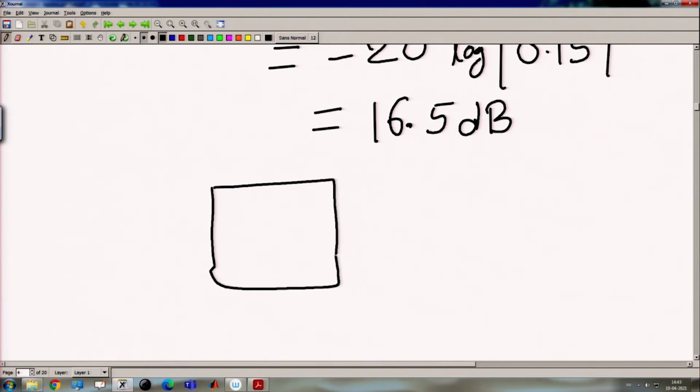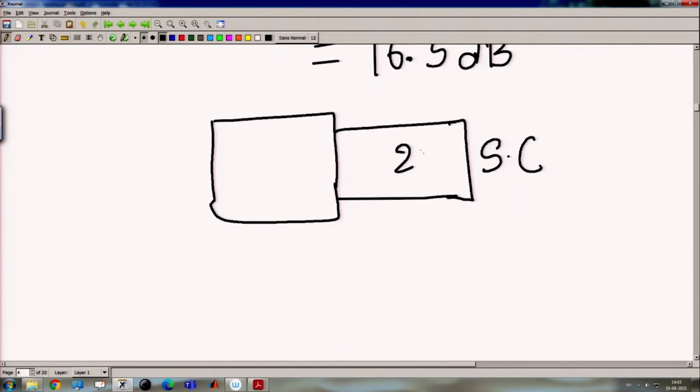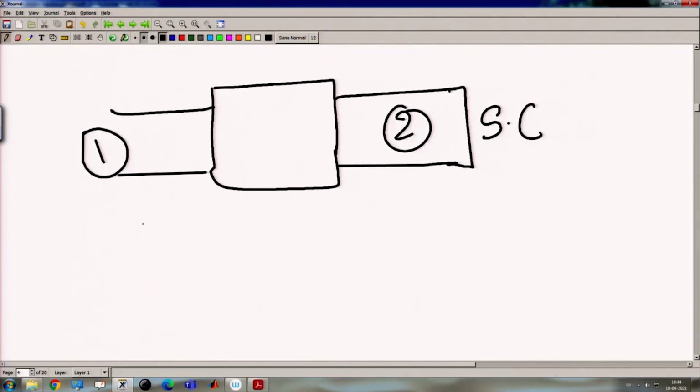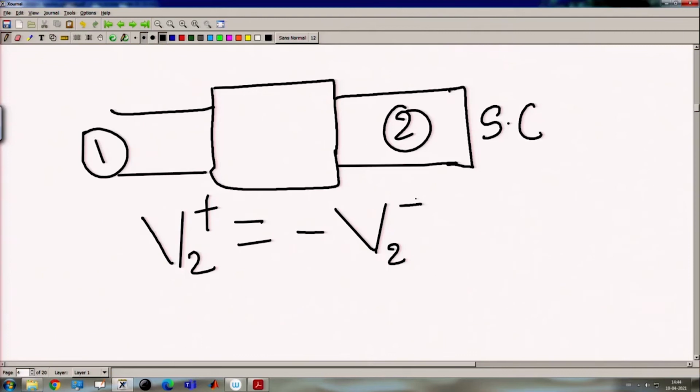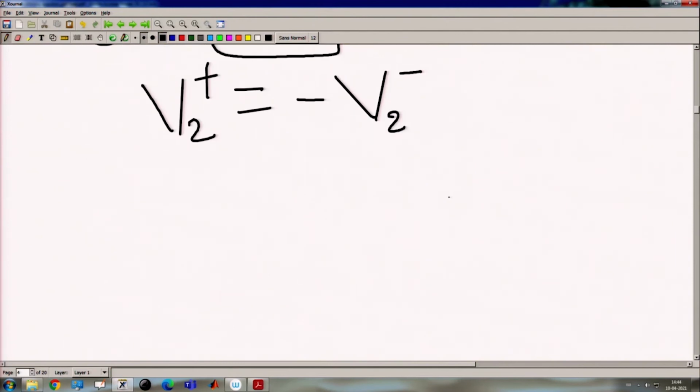Now, port 2 is terminated with short circuit. So, here we cannot write V2 plus equal to 0, because this is the short circuit. For this case we can write V2 plus equal to minus V2 minus, because this is short circuit. So, the reflected wave will be out of phase by 180 degrees.